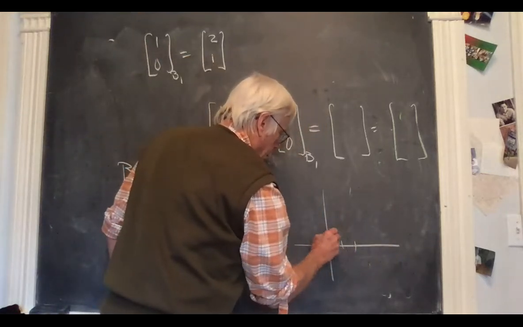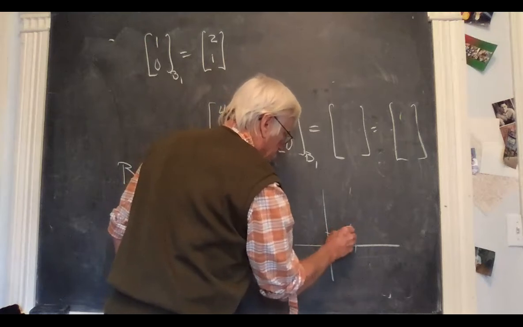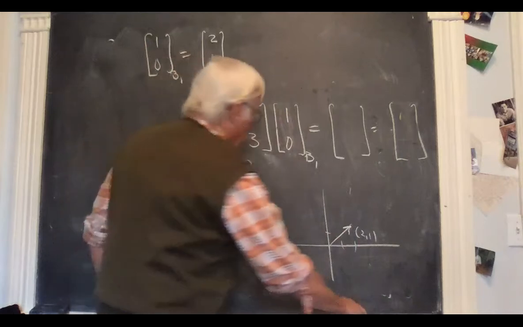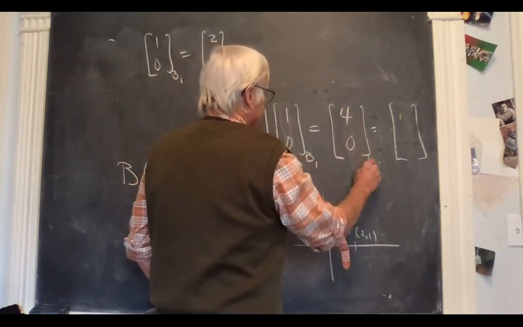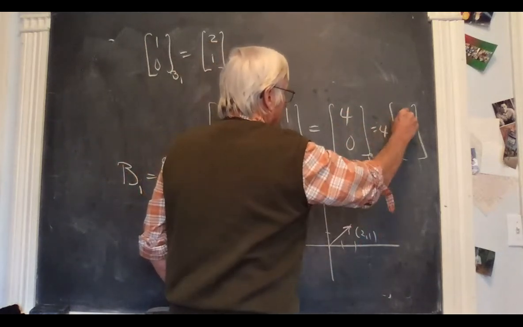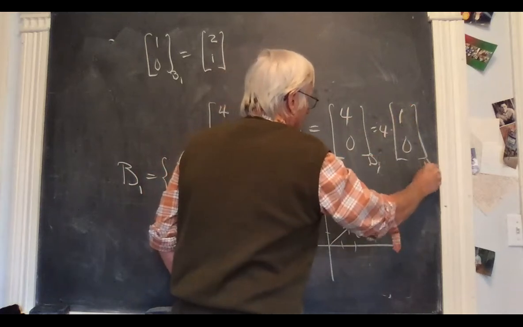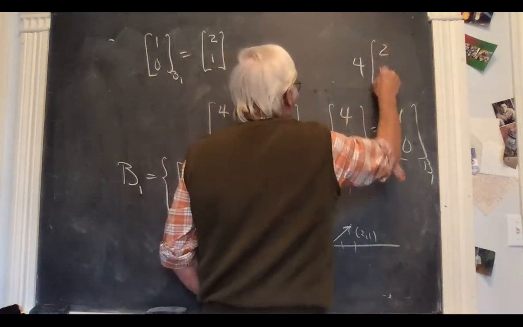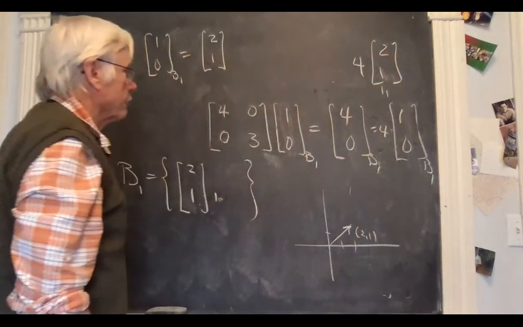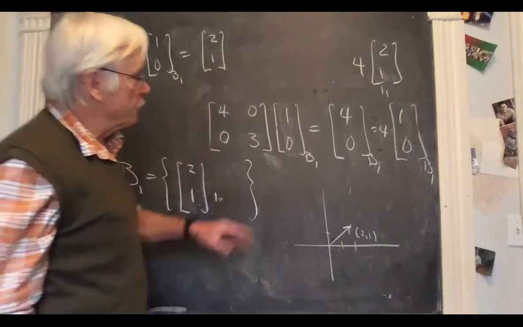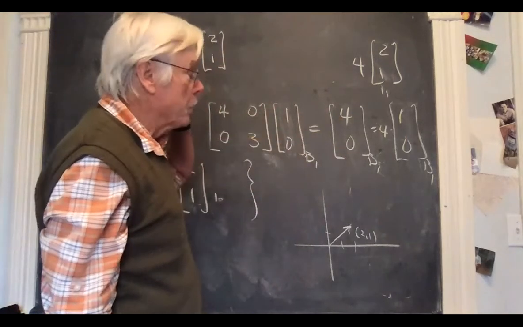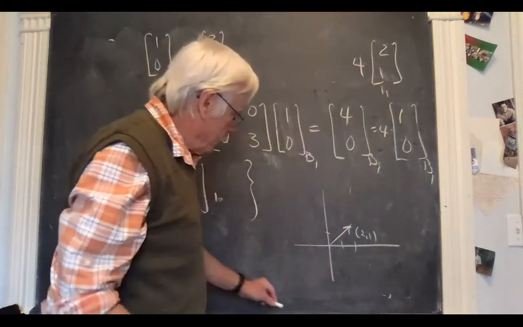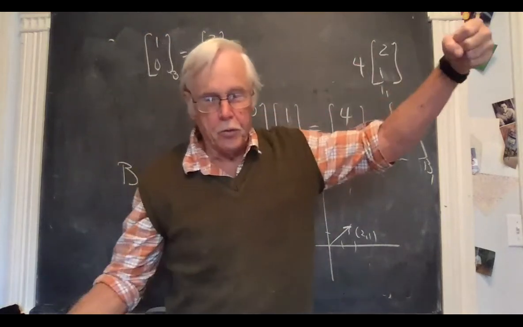So there is the direction 2, 1. So the stretching that's going on means 4 times in the standard direction 2, 1. So if you're speaking in the basis B1, this is what happens. This little extra interpretation: this doesn't mean the x direction, it means this direction. So you are stretching in this skew direction.